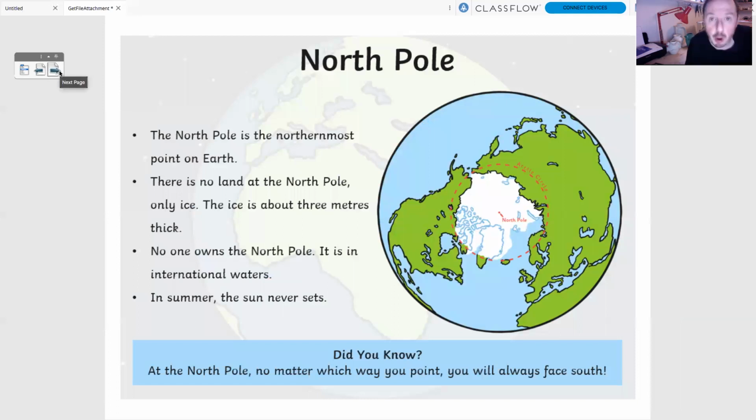Now, the North Pole is another part of the Northern Hemisphere. It's the northernmost point on Earth. There's no land at the North Pole, only ice, and the ice is about 3 meters thick. Nobody owns the North Pole. It doesn't belong to anyone. It's in what we call international waters. And in the summer, the sun never sets at the North Pole.